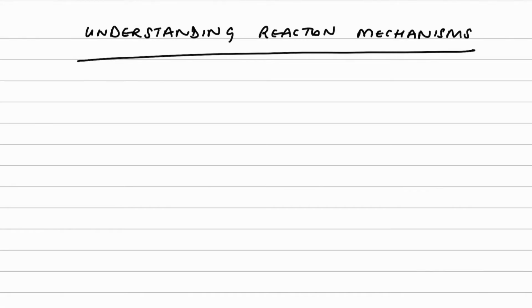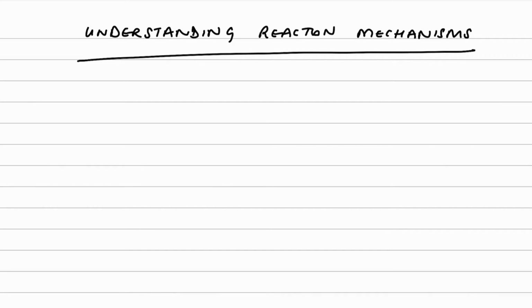Today I am going to help you understand how reactions happen by giving you an overview of reaction mechanisms. A reaction mechanism is a step-by-step picture of how a reaction actually happens, showing the bonds breaking, new bonds being made, and the movement of electrons during this process.